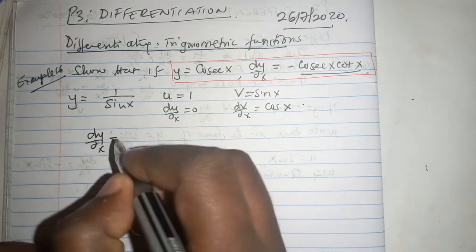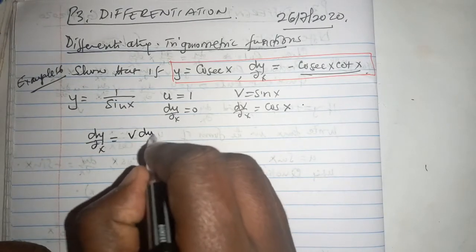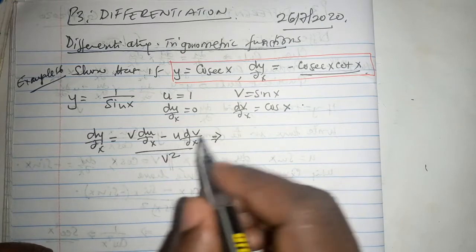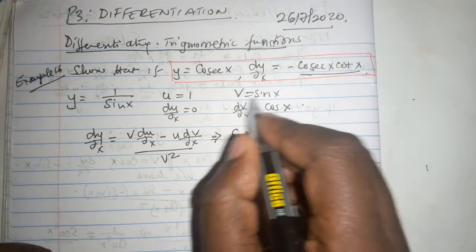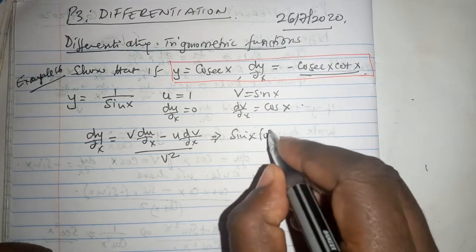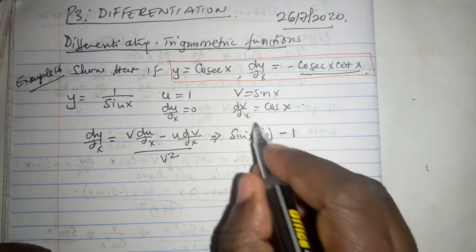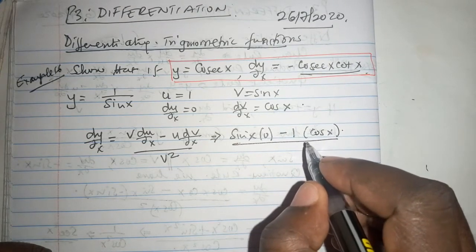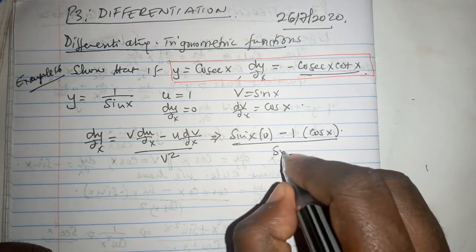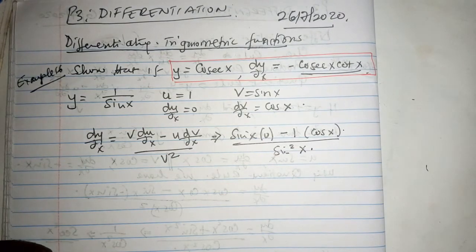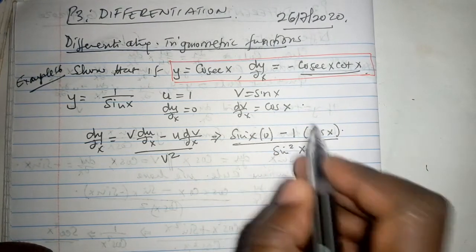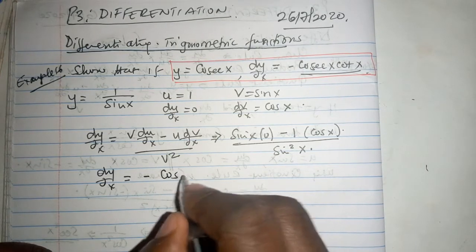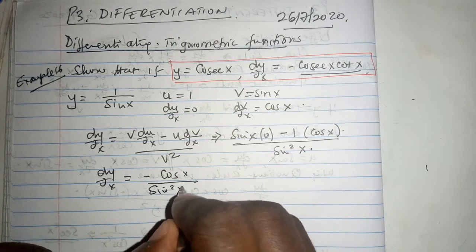dy/dx according to the quotient rule is (v du/dx minus u dv/dx) all over v squared. If we substitute, we get v, which is the sine of x, multiplied by du/dx, which is 0, minus u, which is 1, multiplied by dv/dx, which is simply the cosine of x, all over the denominator squared, that is the sine squared of x. If we clean this up a little, we're going to have dy/dx equal to minus the cosine of x all over the sine squared of x.